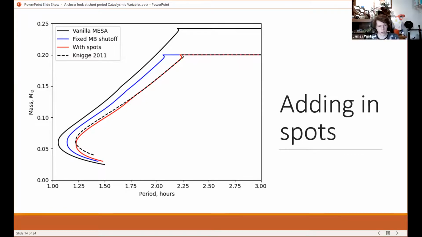So now that we're confident that we have a decent CV model, let's go back and generate a grid of stars with different amounts of mass loss. And we'll see if we can get some CV mass losses.